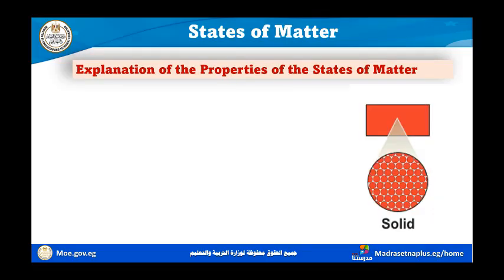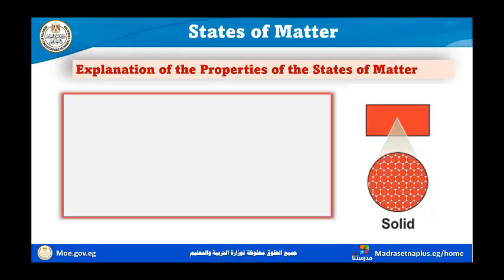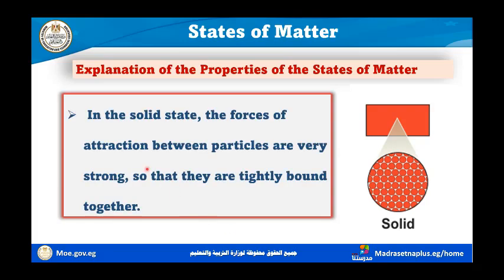Let's start with the solid state of matter. In the solid state, the forces of attraction between the particles are very strong, so they are tightly bound together. They are very close. The attraction forces are very strong, so they have a fixed shape. They are bound together and attract each other, and so the solid state will have a fixed shape and fixed volume.